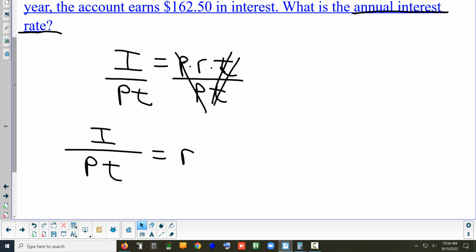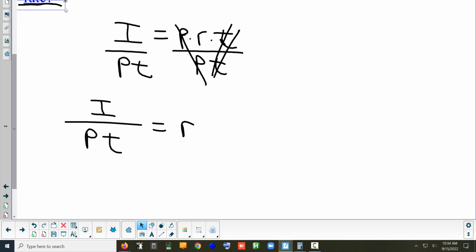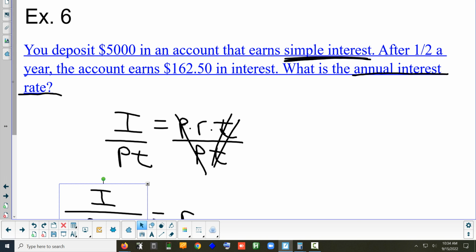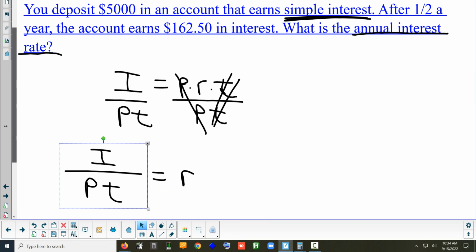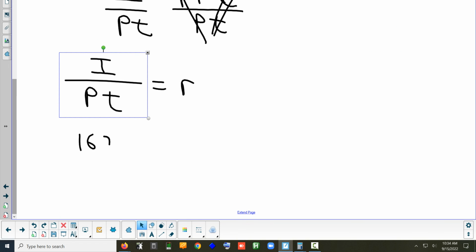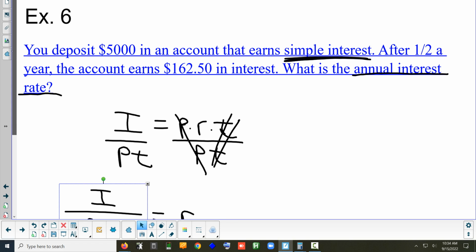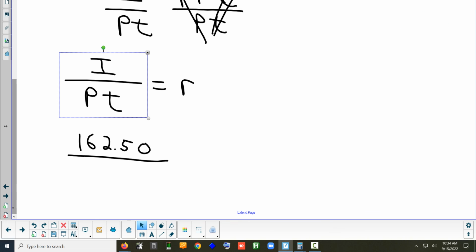So now they want us to figure out the rate. Hopefully we know these other three things. What is the interest that it says we earned in this problem? Let's see, Michael? $162.50. Yeah, so let's fill that in. The interest we earned was $162.50. P is the principal. That's how much money we had. Did they tell us how much money we had in this account? Yeah. $5,000.